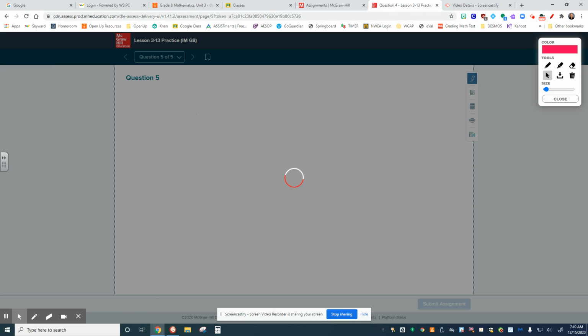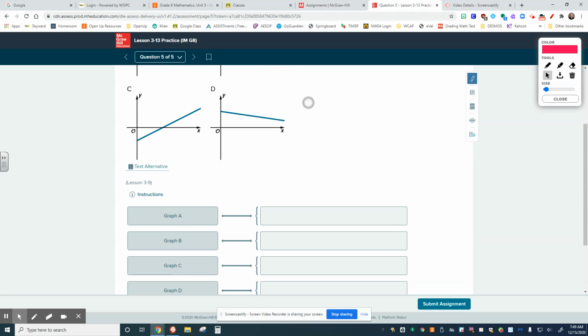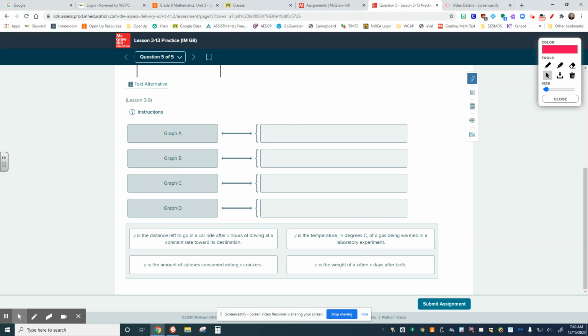Final question of the homework is one more review problem from lesson 3-9. Match each graph of linear relationships to a situation that most reasonably reflects its context. So most reasonably reflects the context means that I'm going to look down here at these situations and look at each of the graphs. Graph A, graph B, graph C, graph D.